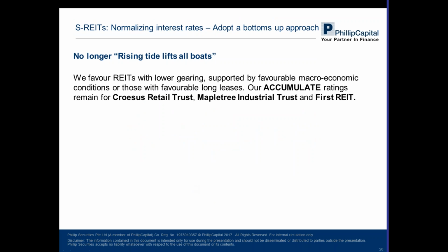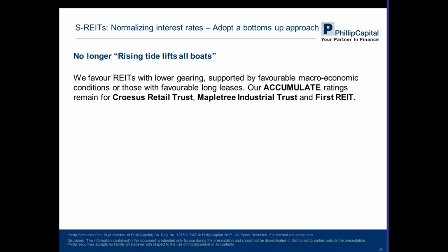So as we move into an environment with normalizing interest rates, we think that investors should adopt a bottoms-up approach, because it's no longer going to be a rising tide lifts all boats scenario where you have low interest rates, very conducive for REITs, everything goes up, even your lousier, not as good REITs also go up. It's going to be more challenging now. So you're going to have to be more selective.